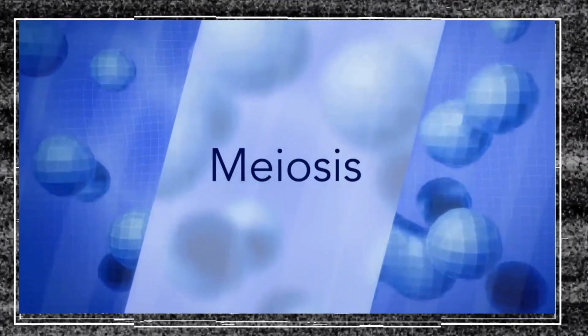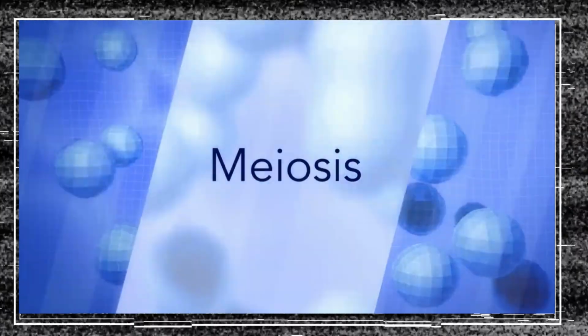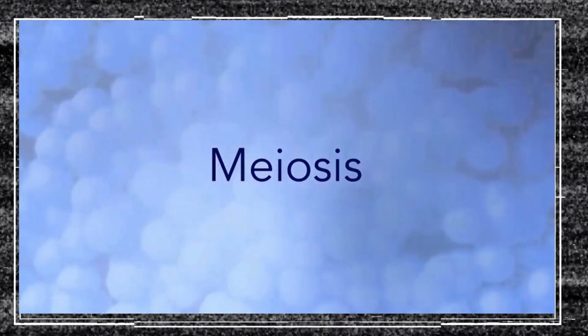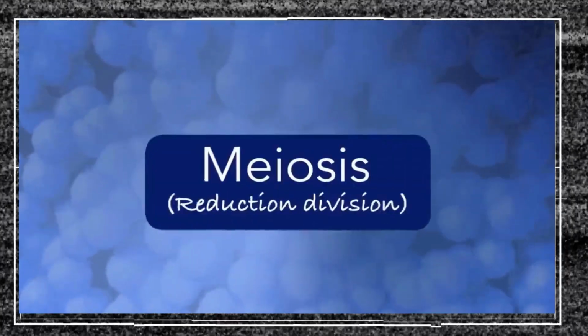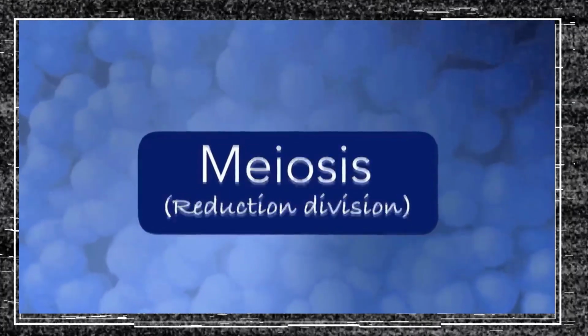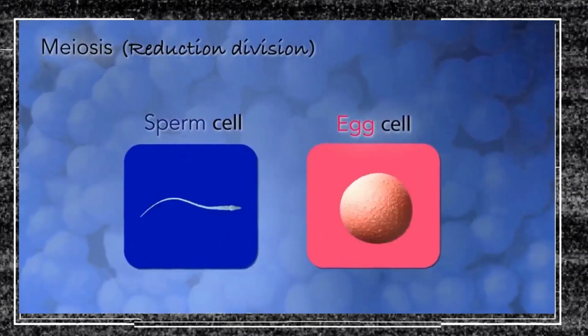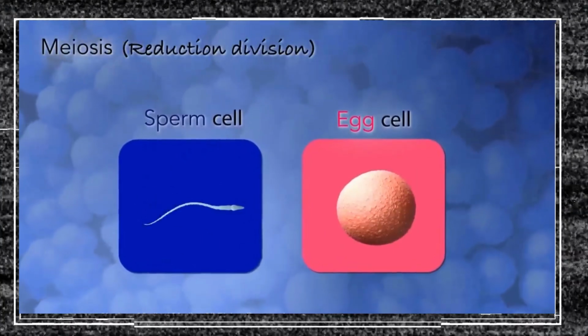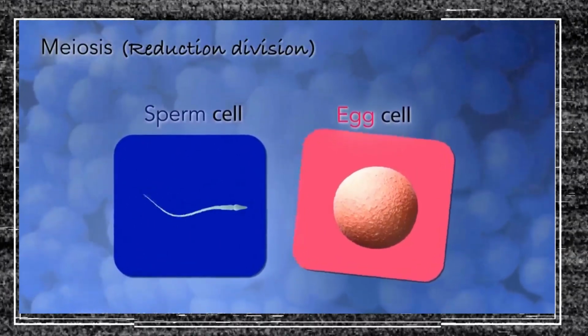We'll explore the details of what happens during the phases of meiosis. Meiosis, sometimes called reduction division, is the type of cell division that produces gametes. By gametes, we mean sex cells, such as sperm cells in males and egg cells in females.